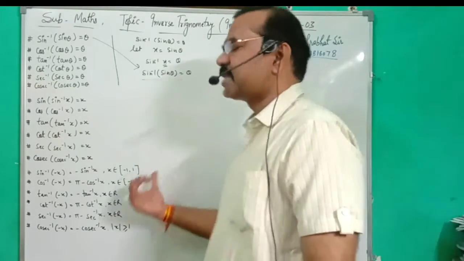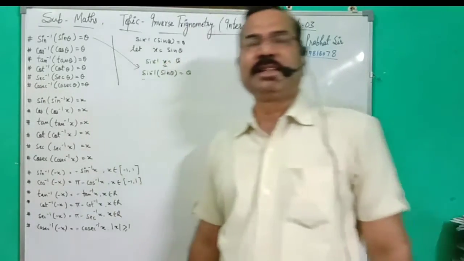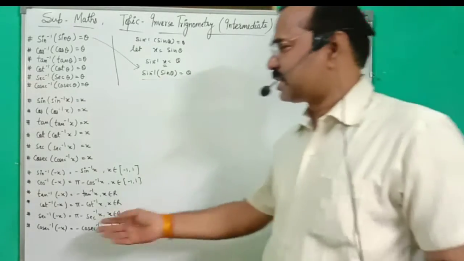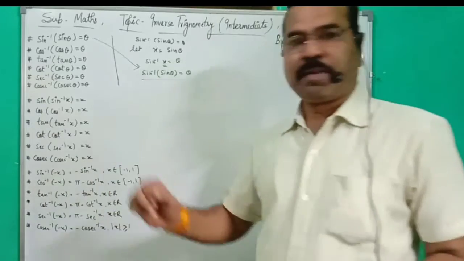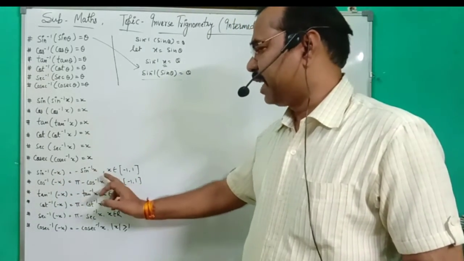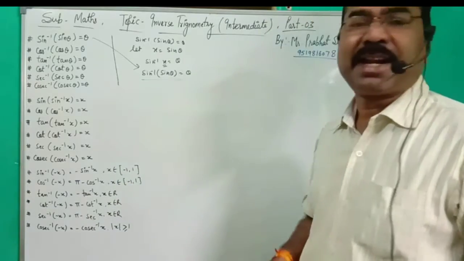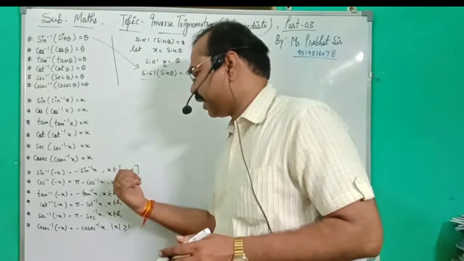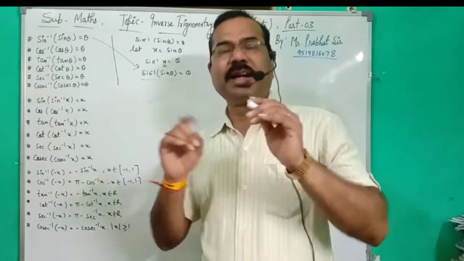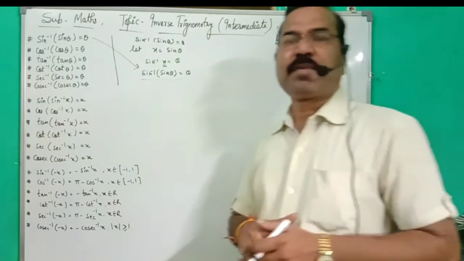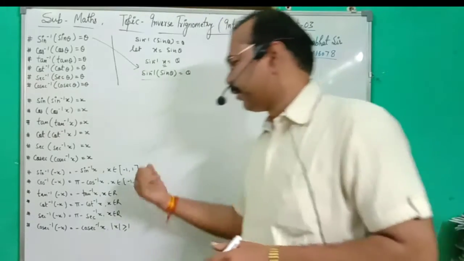Here are some more important properties we are using in inverse trigonometry. Now, sin inverse of minus x is equal to minus sin inverse x, where x belongs to minus 1 to 1. You already know why we use minus 1 and plus 1. We discussed it in the first video when we took the graph of sin inverse x. Then we can find that value.